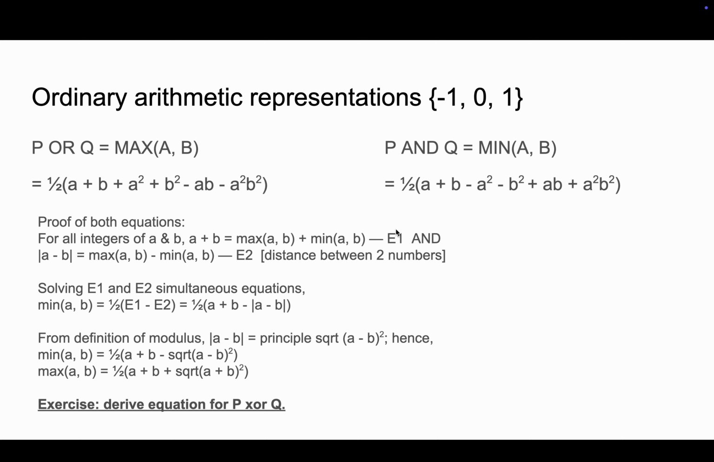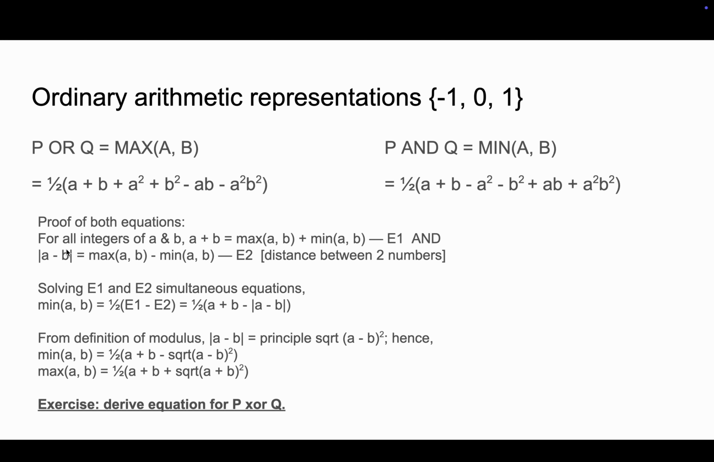And for all integers A and B, the distance between A and B, which must have an absolute value, because you don't know whether A is the larger one or B is the larger one. So to account for the fact that distance is always positive, you take the absolute value of the difference. The distance between A and B is the maximum of A and B minus the minimum of A and B.